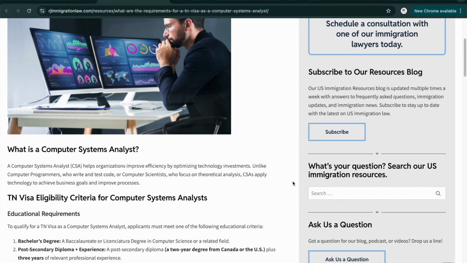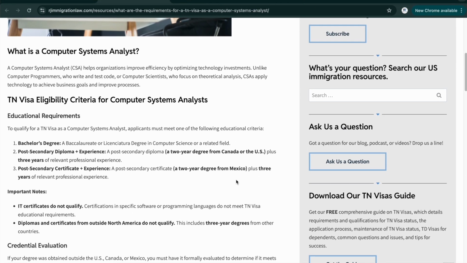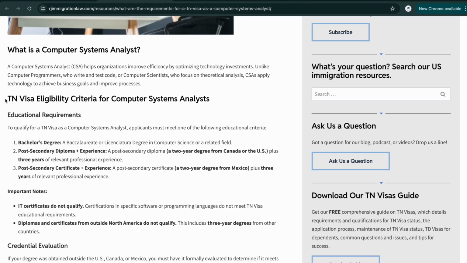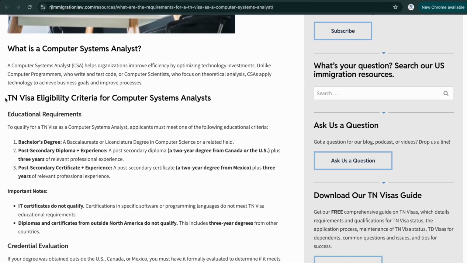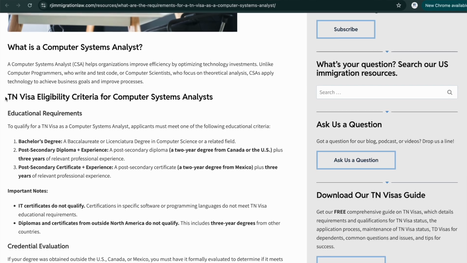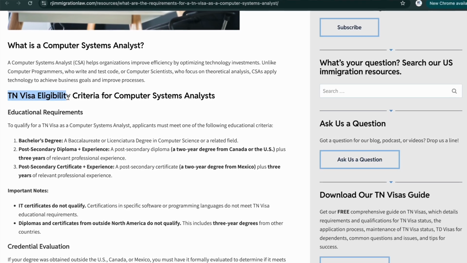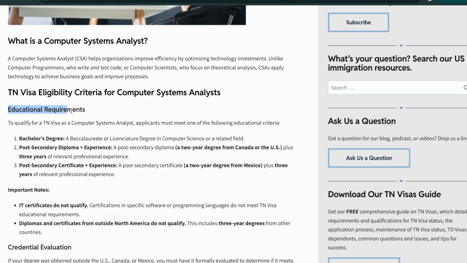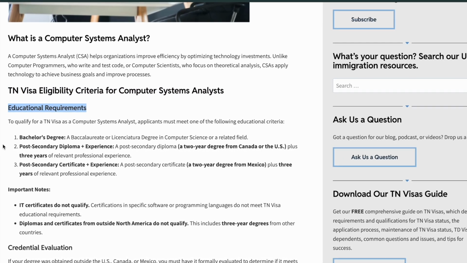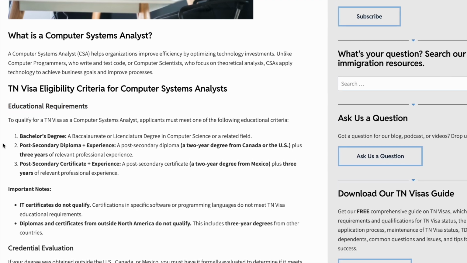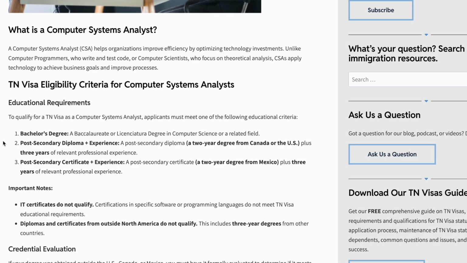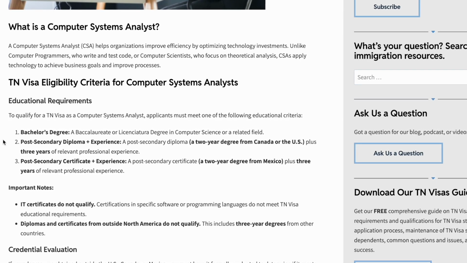Now, moving beyond what a computer systems analyst does according to CBP, we're going to move into the second most important part of the analysis of determining whether or not you qualify as a computer systems analyst, and that is, what are the eligibility requirements? What are the minimum education requirements in order to qualify as a computer systems analyst? And this is very important, because a computer systems analyst has a few different ways you can qualify.